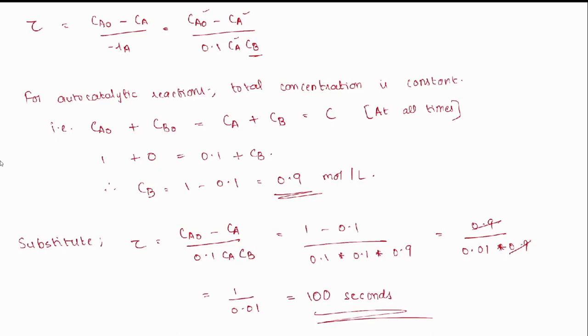Then to find Cb, we can use this balance for autocatalytic reactions, which means the composition at all times in an autocatalytic reaction will be constant. So using this, we can find the value of Cb as well, and we just have to substitute all these values in the design equation for CSTR, and the final space-time will come out to be 100 seconds. Is this clear?